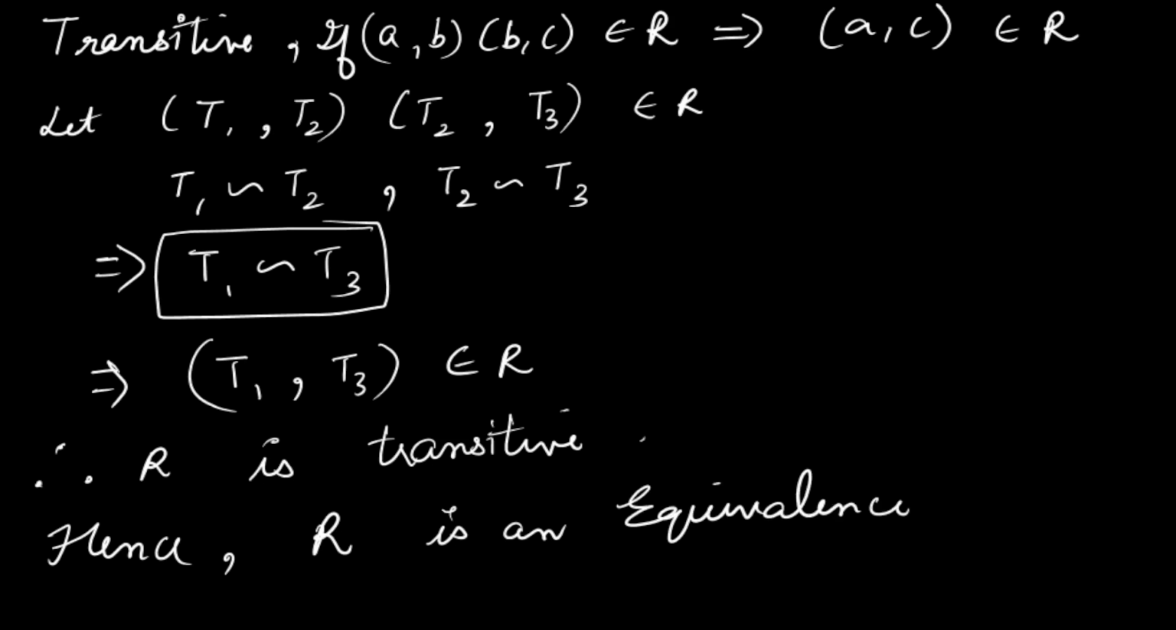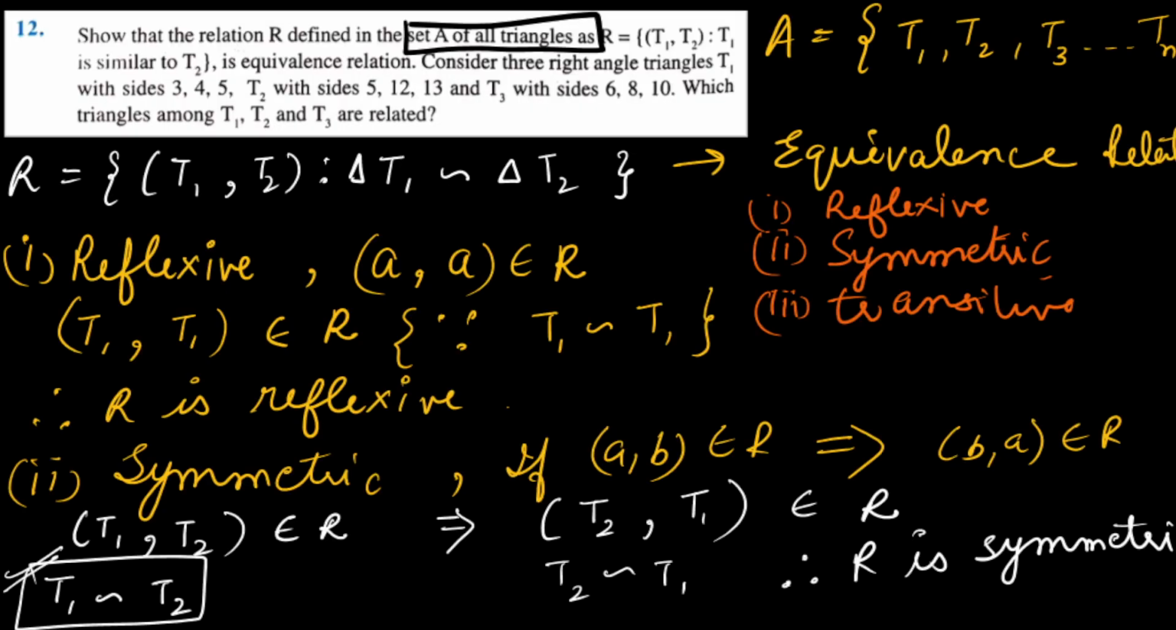Hence we can write that relation R is an equivalence relation. We proved relation R is reflexive, symmetric and transitive. That's why relation R is an equivalence relation. So this is the first part of the question. Now let's see what else we have to prove.